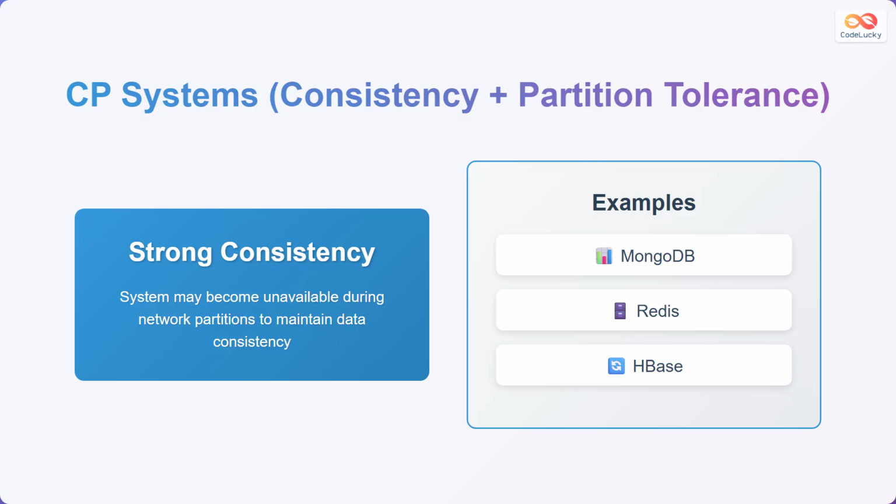CP systems prioritize consistency and partition tolerance. In these systems, strong consistency is paramount, even if it means the system may become unavailable during network partitions. Some examples of CP systems are MongoDB, Redis, and HBase.